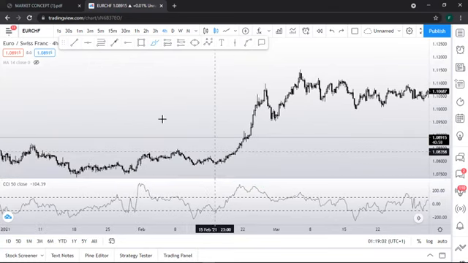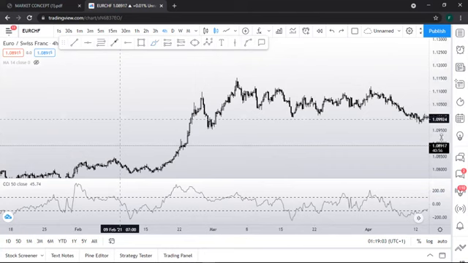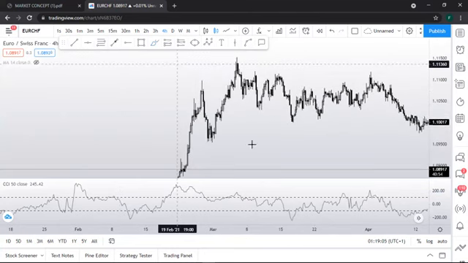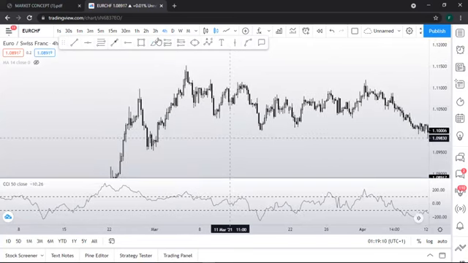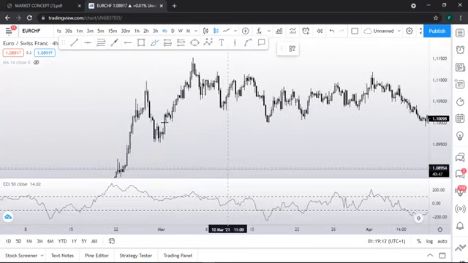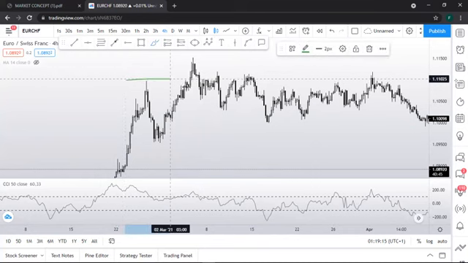So next we'll be looking at distribution. Now, I'm not going to label that. You all know the distribution schematic: selling climax, buying climax, automatic rally, UTAD.